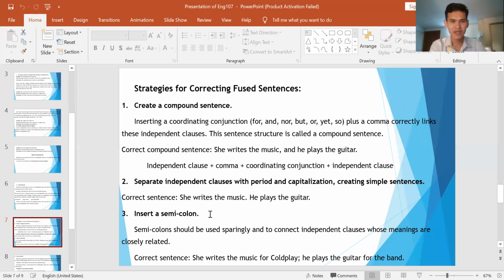Three, insert a semicolon. What is a semicolon used for? How to use it? A semicolon should be used sparingly and to connect independent clauses whose meanings are closely related. It means that the two sentences are related in meaning, closely related. Correct sentence: she writes the music for Coldplay; he plays the guitar for the band. So the two sentences are closely related in meaning, so you need to use a semicolon.